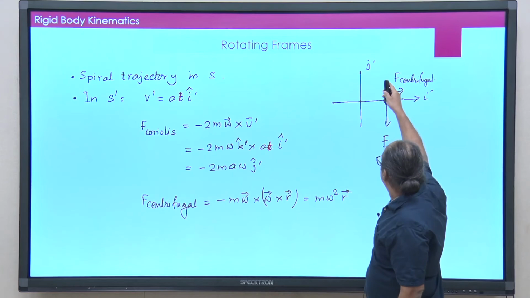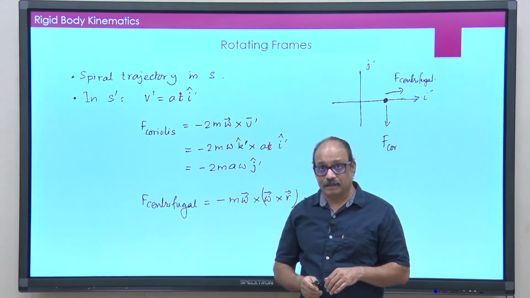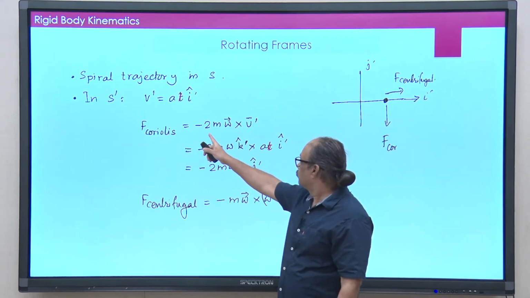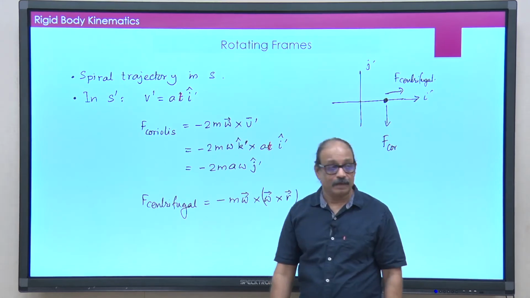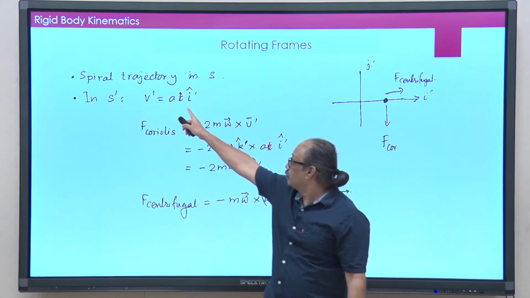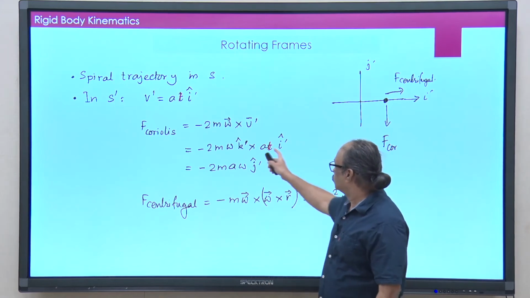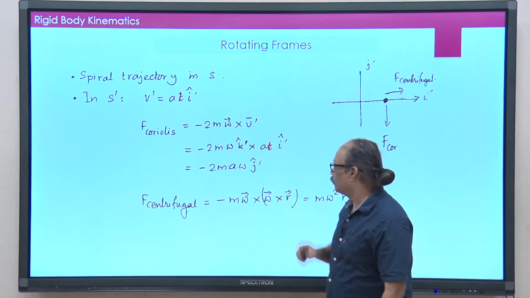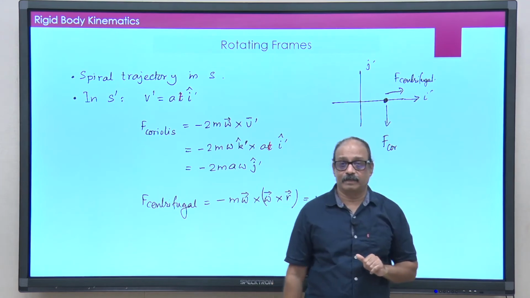So, whatever force was pulling this particle must be counterbalanced by the Coriolis force, and we can calculate that Coriolis force here, which is basically twice m v omega cross v prime. Remember, v prime now is not 0, v prime is in the direction of I cap there, and it is a constant velocity. You take this cross product, and you can see that there will be minus 2 m a omega j prime, which is basically pointing downwards.